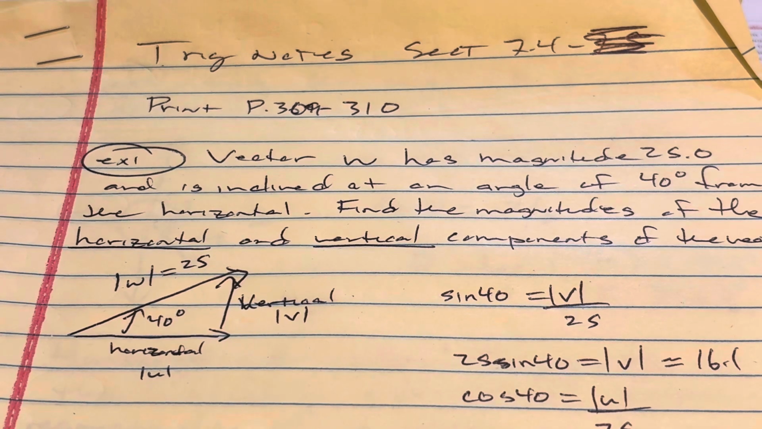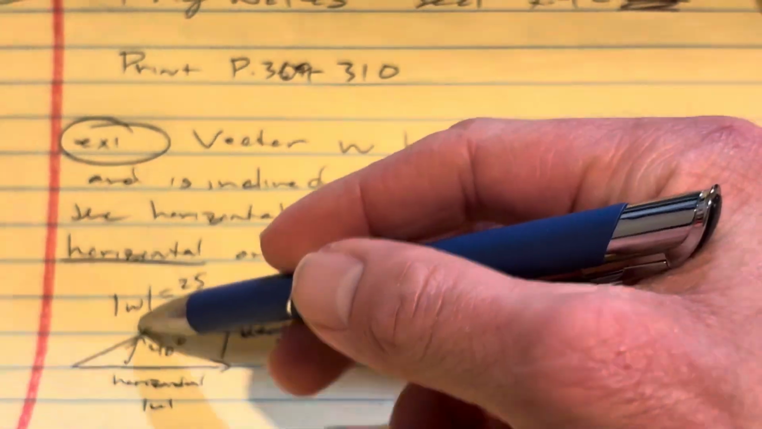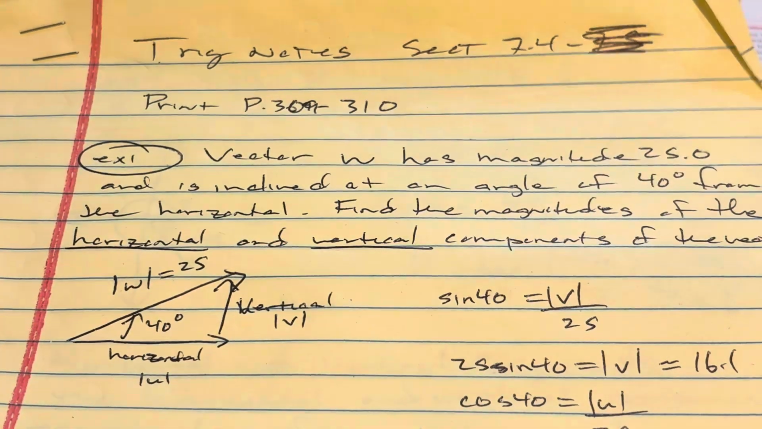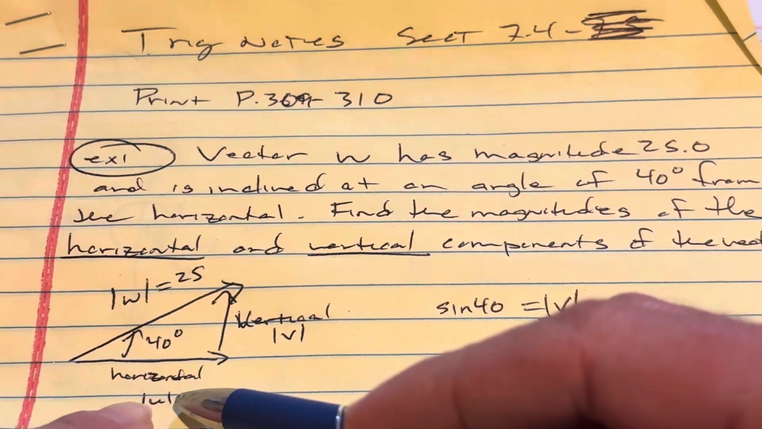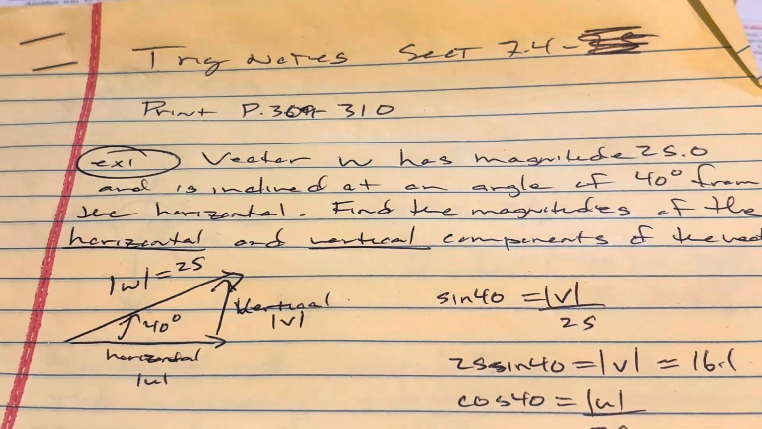Vector W has magnitude of 25.0 and is inclined at an angle 40 degrees from the horizontal. Find the magnitudes of the horizontal and vertical components of the vector. So 40 degrees from the horizontal. That looks like a hypotenuse. This is the horizontal, you might see it as U. That's the vertical, you might see it as V. You might see the horizontal as A and the vertical as B.